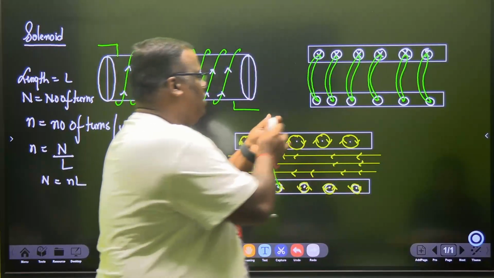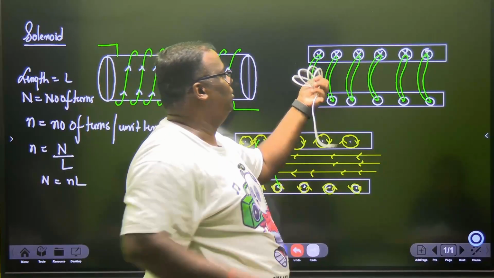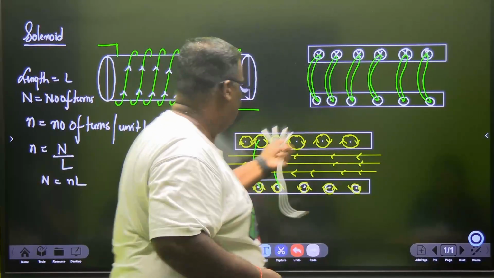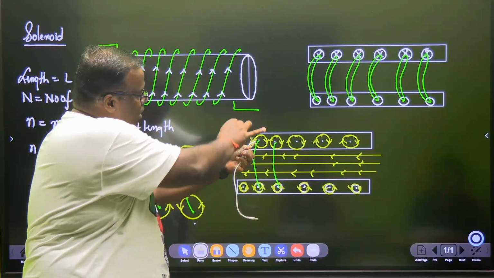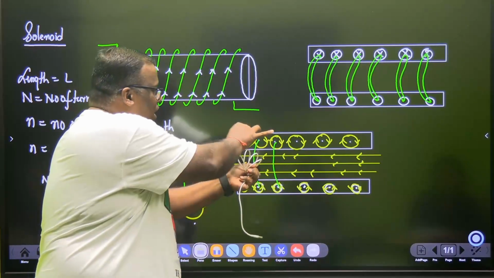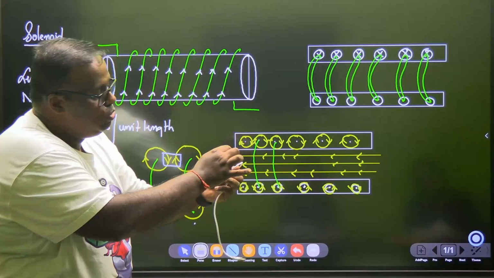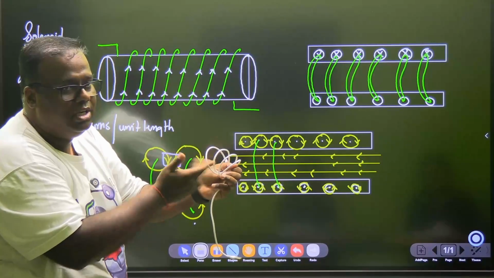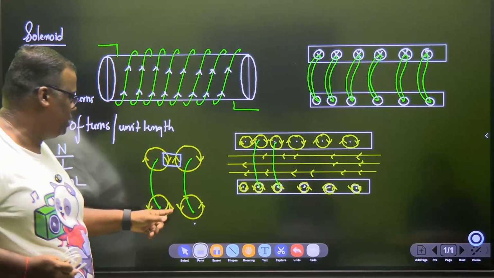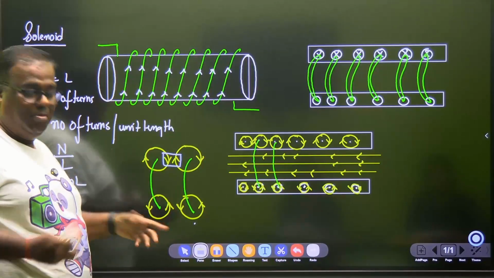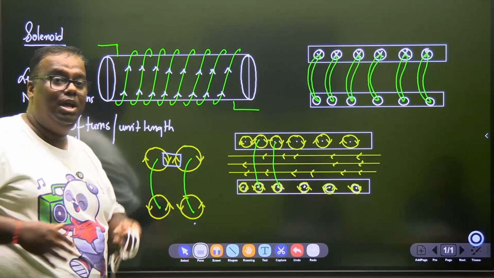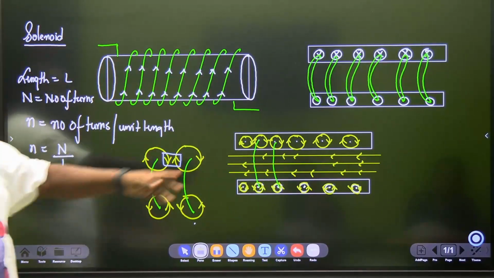Now this is the scenario. Coil 1, coil 2, this one. The yellow circle is passing all through it. I am doing a diagram here and here. But every time two yellow circles are there, the outside is getting cancelled. You are having this formation, see. But then inside it is uniform, in a straight line parallel to the axis.